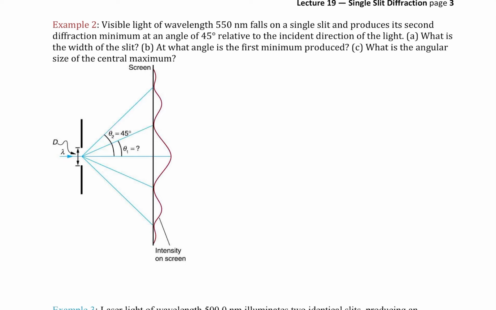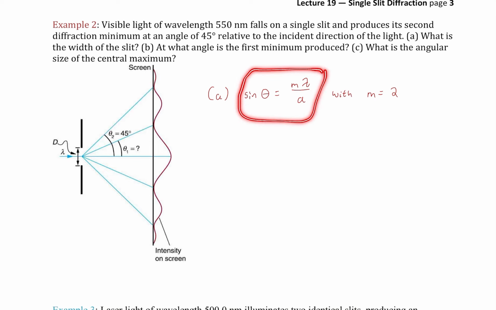Visible light of wavelength 550 nanometers falls on a single slit and produces its second diffraction minimum at an angle of 45 degrees relative to the incident direction of the light, which is also the midline of the slit. What is the width of the slit? And at what angle is the first minimum produced? First, we'll set this up and acknowledge that m is 2. Notice I'm not using the small angle approximation. I'm going to solve for the slit width, a.